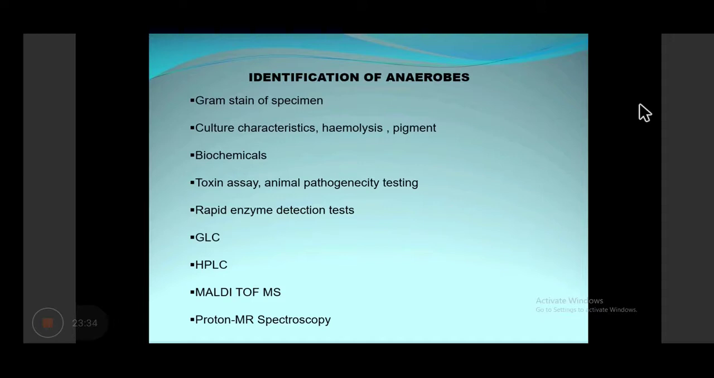Biochemical identification, toxin assay, animal pathogenicity testing is an option to write in theory, not in the practical. So we do not do this test. Rapid enzyme detection tests, or these high-level assays to detect, and HPLC, metabolite profile detect or identify the anaerobic infection. These are the high-level tests.